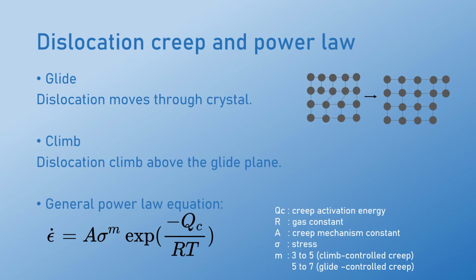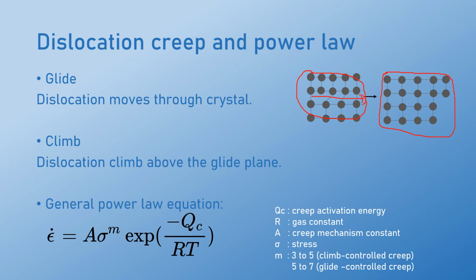Dislocation creep and power law. As mentioned, there are two types: glide and climb. In glide dislocation creep, if it's visualized, it will somewhat be like this. The dislocation may originate from anywhere in the crystal, and then it moves, not necessarily propagates because it doesn't increase in quantity, until it reaches another grain boundary, and then it stops.